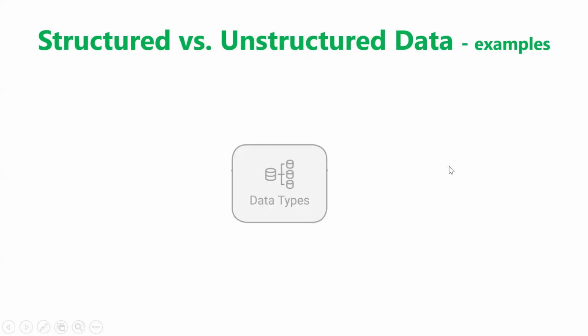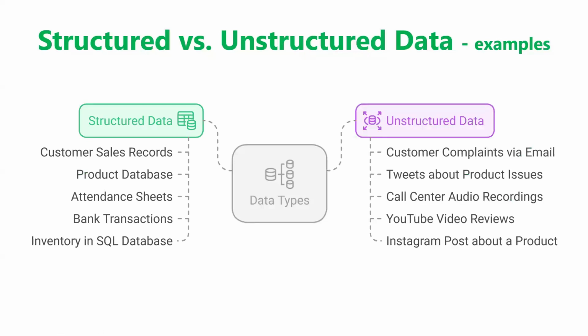Okay, so we have basically talked about the types of structured and unstructured data, and most of your responses are here already, but let's just look at it. For structured data, we have customer sales records, product database, attendance sheet, bank transactions, inventory in SQL database, and definitely more, like you have mentioned. Then we have unstructured data: customer complaints via email, tweets about product issues, call center audio recordings, YouTube video reviews, Instagram posts about a product.